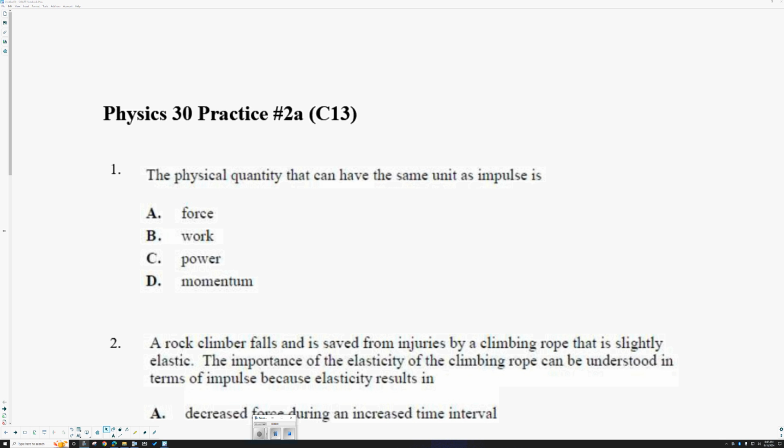Let's take a look at practice quiz number 2 here, everyone. Physical quantity, question number 1. The physical quantity that can have the same unit as impulse would be... we talked about category 1, category 2, category 3. This is a definite category 1. We have to get this question right.